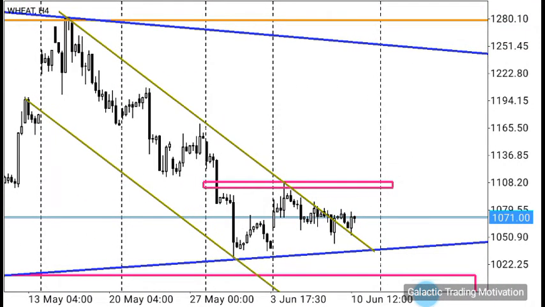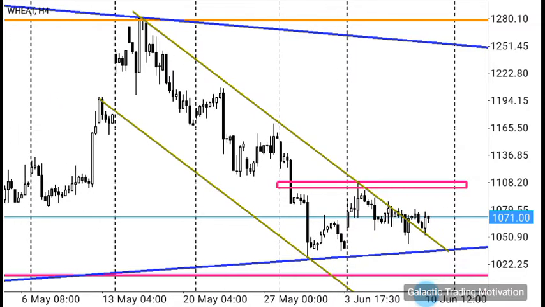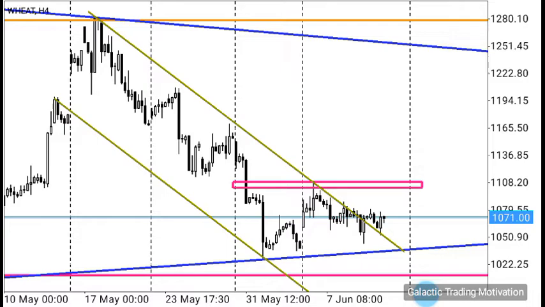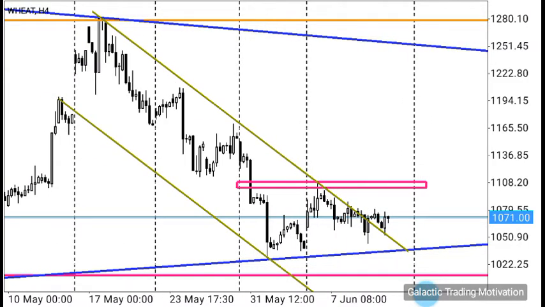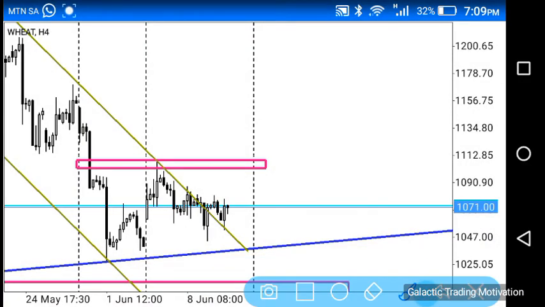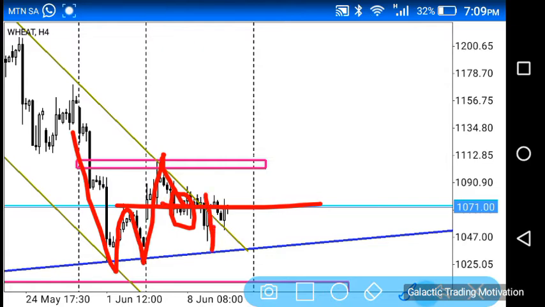Okay. So here we are on the H4 chart of wheat. What do we see on this particular chart? I can see that price created a W structure at this level with the neckline there. Price came back to retest the neckline. The neckline held for a bit, however, it was broken at this point.